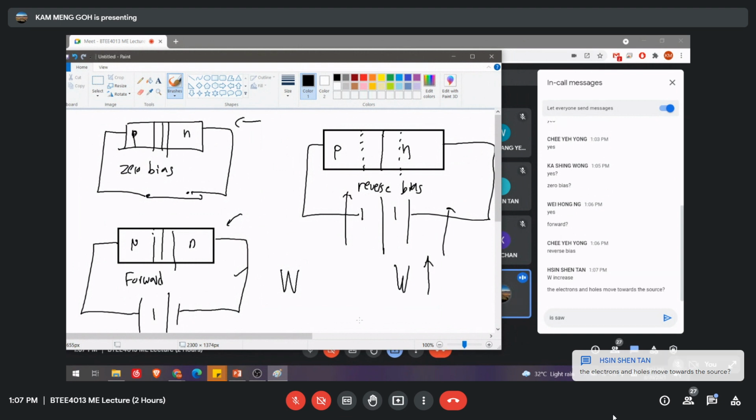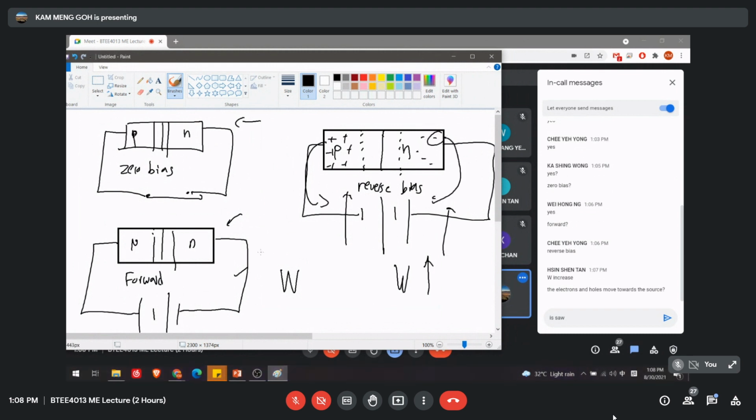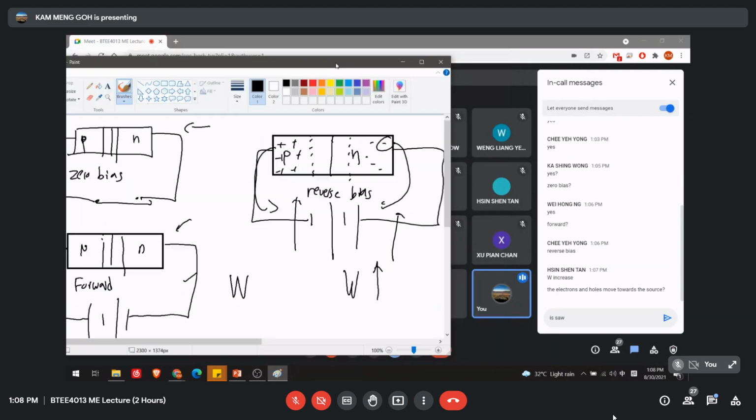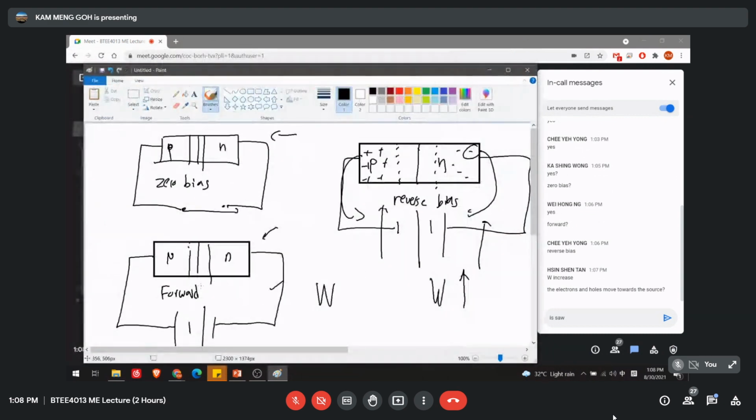Yep. The electrons and the holes move toward the source. You're right. So it looks like something like this. All the positive charge onto here, negative charge onto here. So that's why the width will increase. What about the other way around, the forward bias? What will happen to the width?